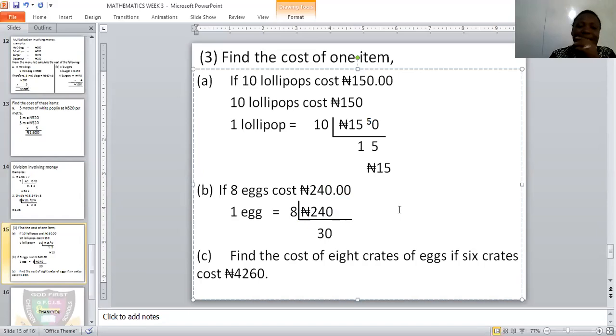How many times will I see 8 in 24? 3. How many times will I see 8 in 0? 0. So I have my answer as 30 naira.